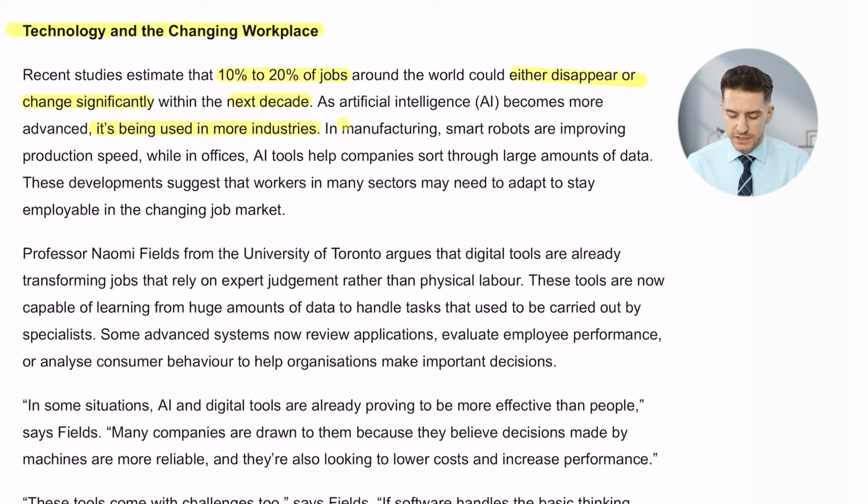In manufacturing, okay, so we're giving an example. Smart robots are improving production speed, while in offices, AI tools help companies sort through large amounts of data, okay? These developments suggest that workers in many sectors may need to adapt to stay employable in the changing job market. So it looks like this paragraph is talking about the impact of technology. There are a few specific examples, like we've got here, manufacturing and offices.